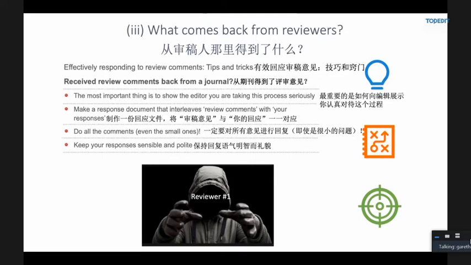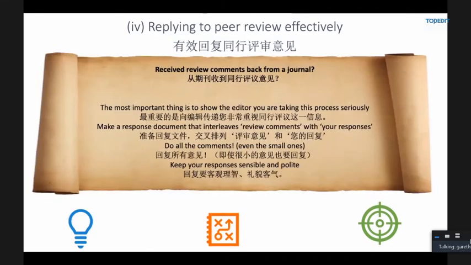Keep your responses polite is the other comment I would make. Lots and lots of authors are rude to editors when responding to review comments because they disagree with the comments. They write things that show the editor that they're angry about the comment. Be comprehensive, be polite, manage the process. You can do this. You can show your editor that you're taking the process seriously.